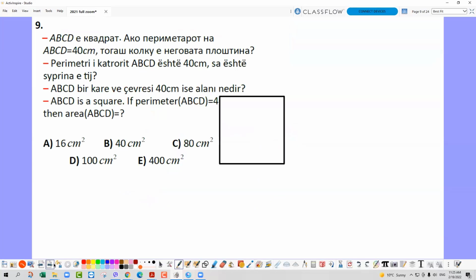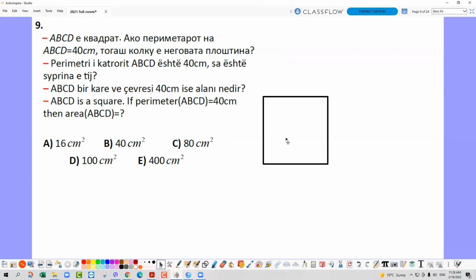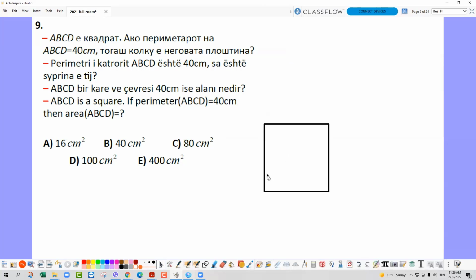Okay, if we continue with the next question, this is the 9th question, and it is talking about the area of the square. It is asking for the area of the square if the perimeter is 40, I think it says. Sorry, I put here: the perimeter of the square is 40.